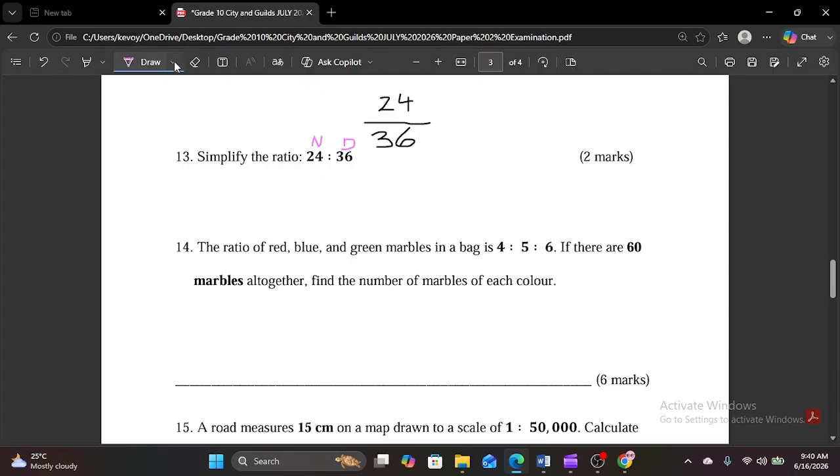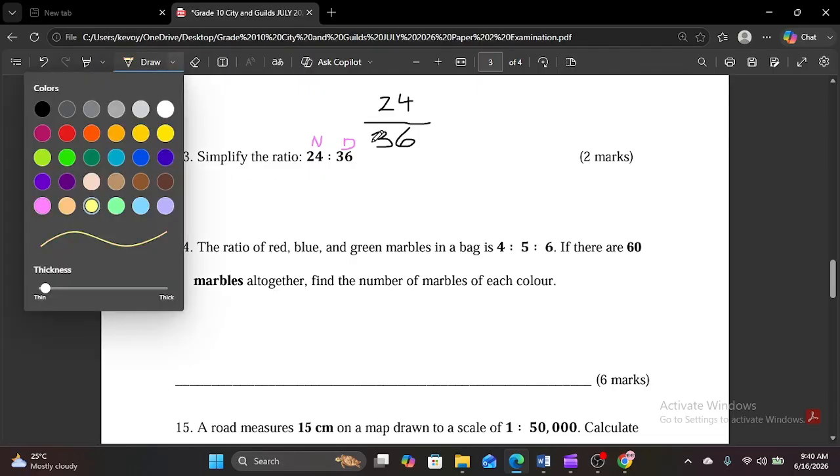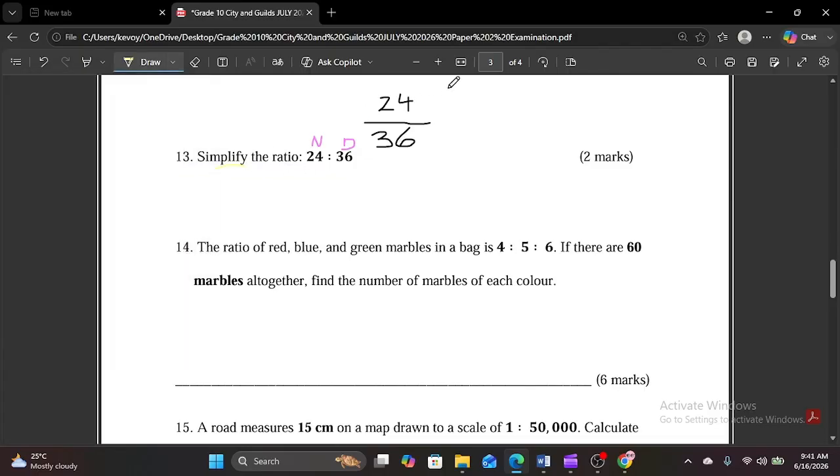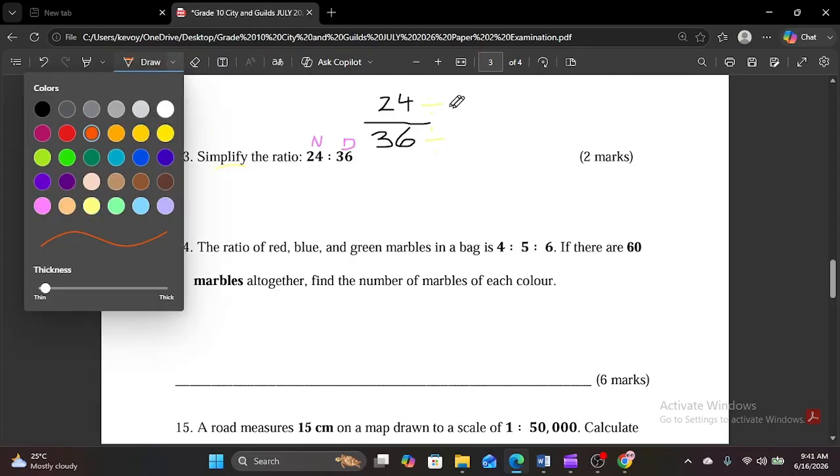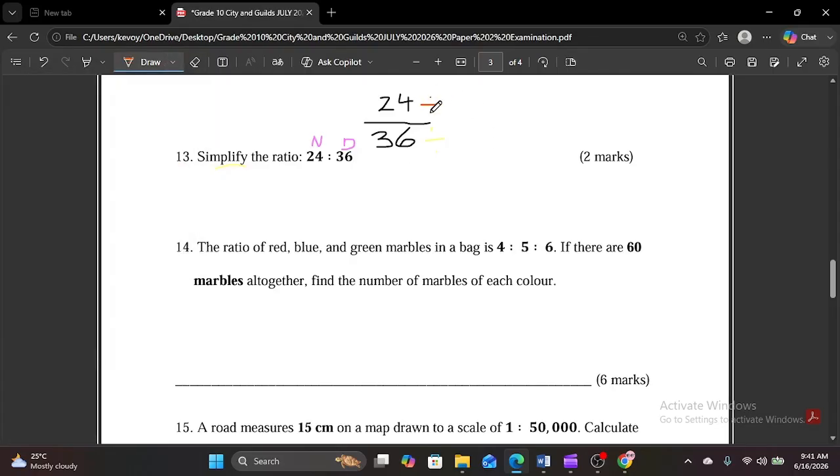Now to simplify is just to divide. So we're going to divide the number at the bottom and the top by the same number. So what's the highest number that can divide 24 and 36? Looking at this, I can see 12. So if I divide both the number at the bottom and the number at the top by 12, I should be able to simplify.